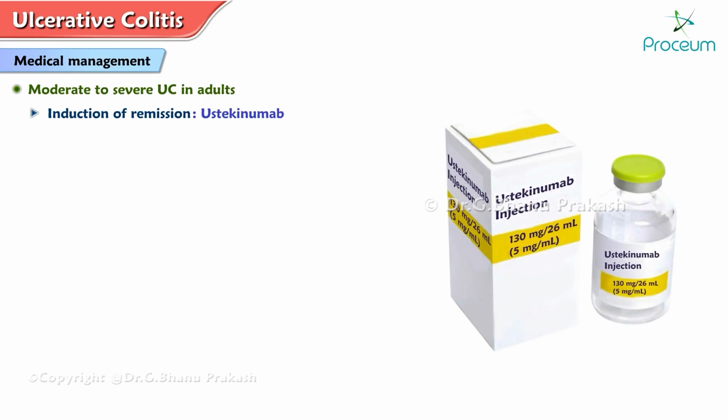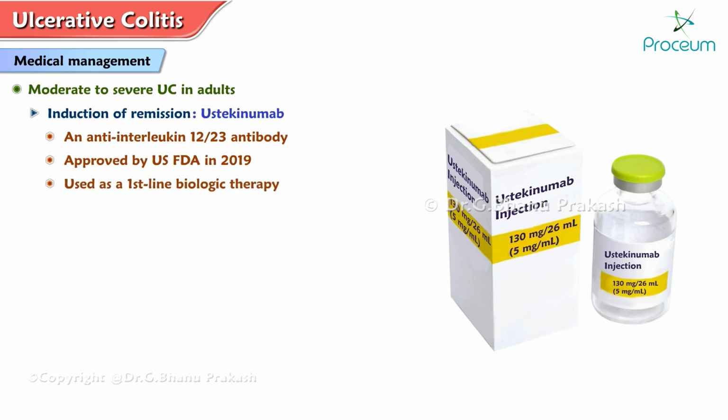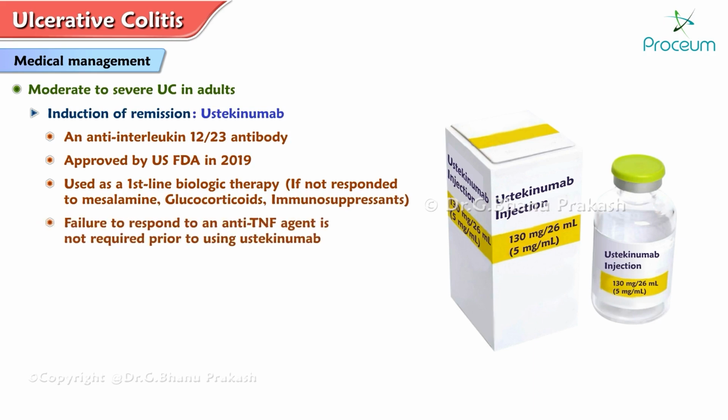Ustekinumab. Ustekinumab, an anti-interleukin 12-23 antibody, was approved by the United States Food and Drug Administration for the treatment of moderate to severe ulcerative colitis in 2019. Ustekinumab may be used as a first-line biologic therapy for some patients, for example, those who have not responded to other therapies, that is, mesalamine and/or glucocorticoids and/or immunosuppressants. Failure to respond to an anti-tumor necrosis factor agent is not required prior to using ustekinumab.